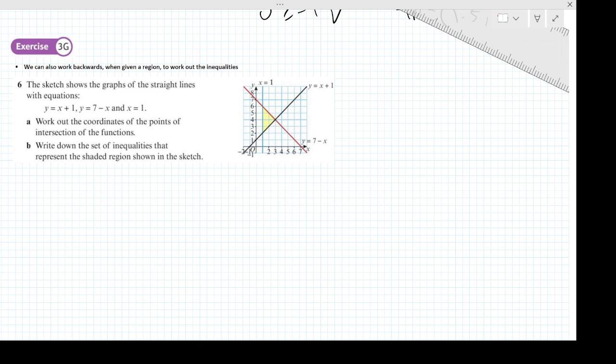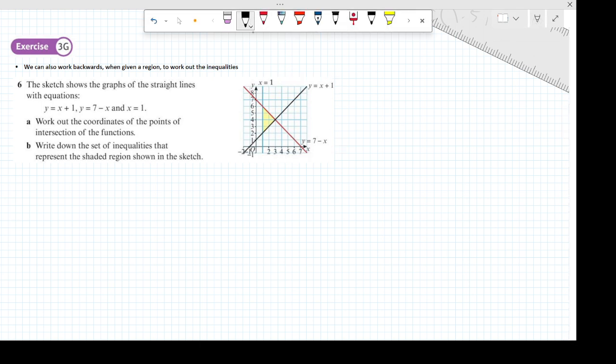We're given this sketch which shows the graph of the straight lines with equations y is equal to x plus 1, y is equal to 7 minus x, and x is equal to 1. And obviously the sketch has shown all of them there. Okay, cool. Hang on, why is my pen thick? There we are. Part A is saying to work out the coordinates of the points of intersection of the lines. So the intersection of all the lines. This one is obvious, but also x is equal to 1 as well. So it's going to be these 2 points as well. So there should be 3 intersections.